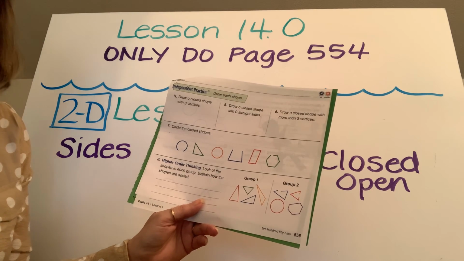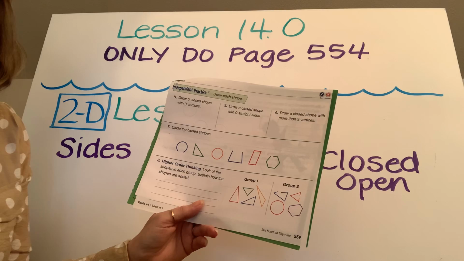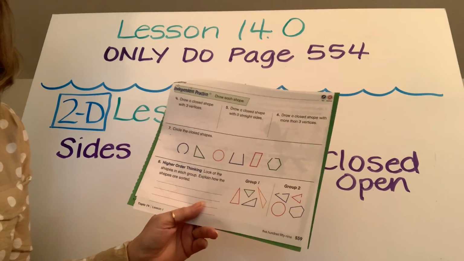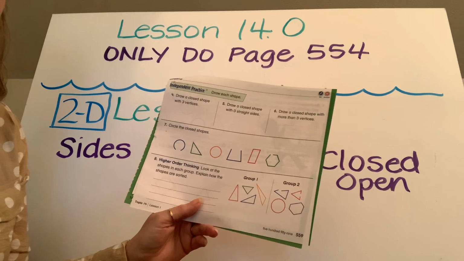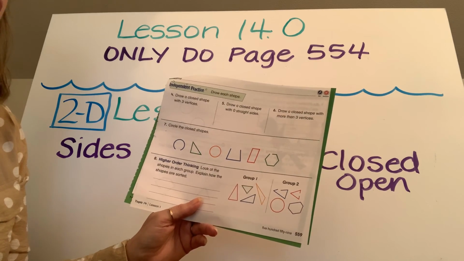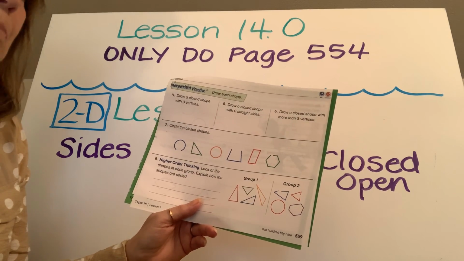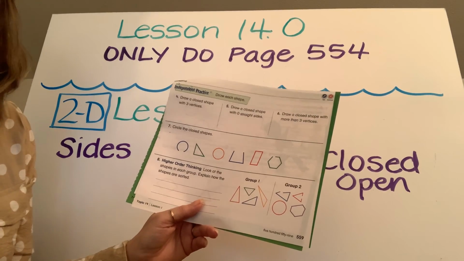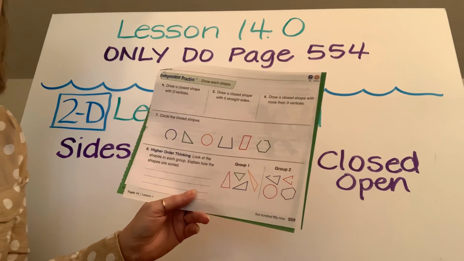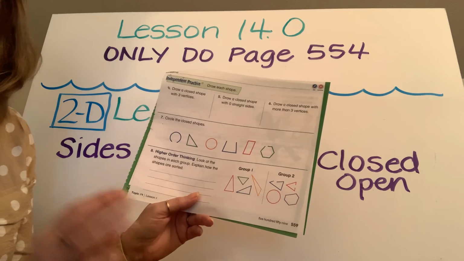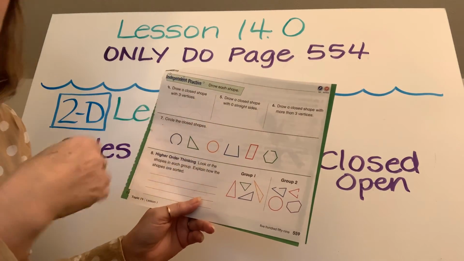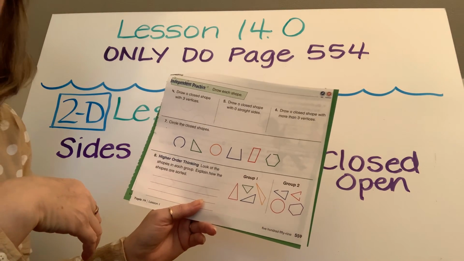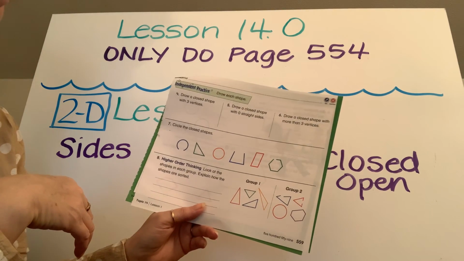Number 5, draw a closed shape with no straight sides. With no straight sides. Oh, good job, everybody. I see all those circles. Good job. Number 6, draw a closed shape with more than 3 vertices. So it can't have 3. It has to have 4 or more. There are lots to choose from, aren't there?